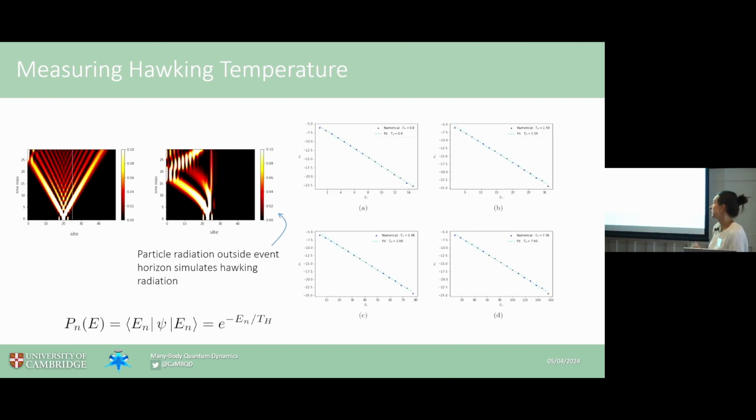And we can characterize the temperature of the black hole by diagonalizing the system outside the event horizon, seeing that it is thermal and characterizing the temperature. We can see that this corresponds to the temperature of the black hole that we've encoded, which corresponds to the gradient of the tunnelings that we've encoded into the system.